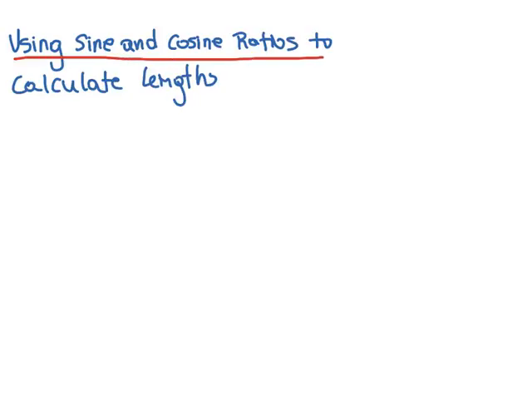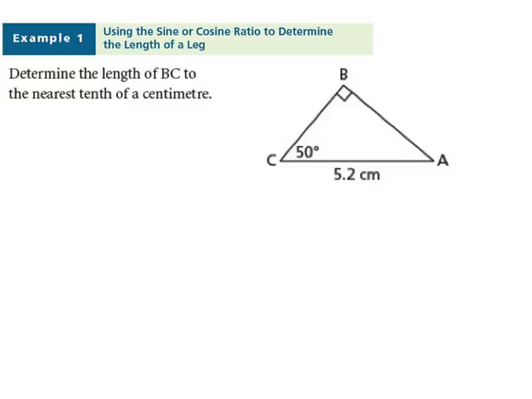In this lesson we'll be using the sine and cosine ratio to calculate lengths. Let's take a look at our first example. Determine the length of line segment BC to the nearest tenth of a centimeter. So let's take a look at this triangle, and we're looking for the line segment BC.